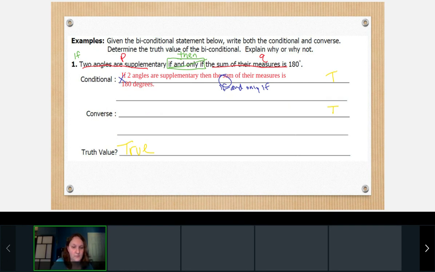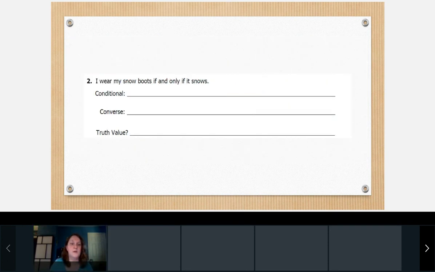Why don't we practice number 2? Try number 2. I'll give you a couple minutes and then we'll go over it. And then I have 2 more examples after this. So let's do 2 minutes on this.